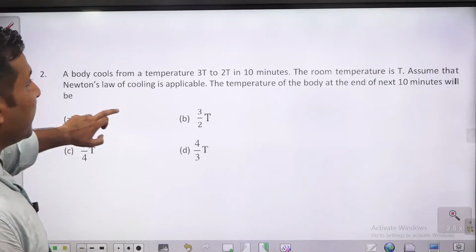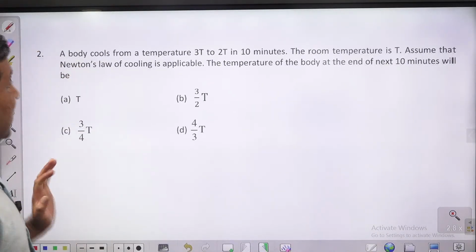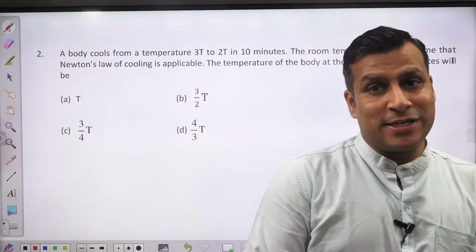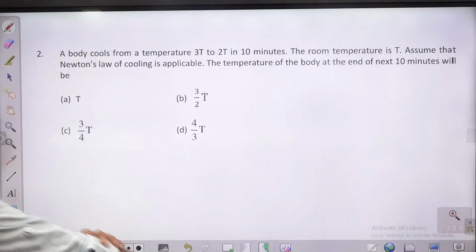This is a very different question, guys. Whoever solved this, it means your concept is good in this subject, heat transfer, related to transient heat conduction. So what is the question, guys?